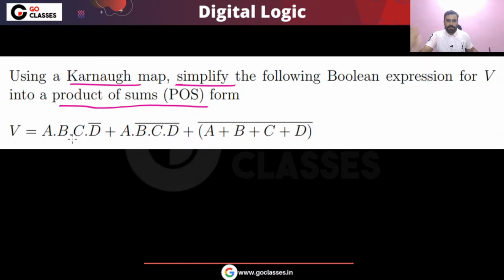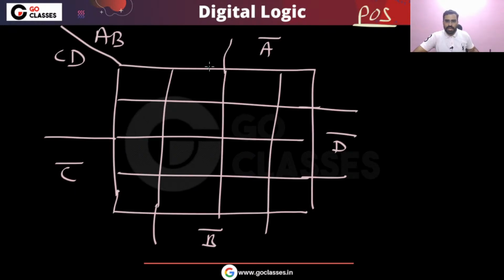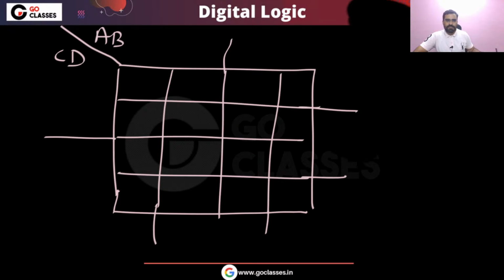Now let's fill this K-map. The expression a b bar c d, if you notice, will give you which min term? Can anyone tell me? Tell me which min term you will get here. So you will get a b c d bar. First let me fill it, and after that we will discuss. Let me fill it from the min term point of view.